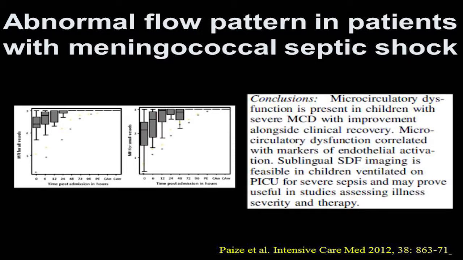In Liverpool, they examined children with meningococcal sepsis, and this is consistent with a huge bulk of work in adults as well as our study in Rotterdam, where they found microvascular disturbances early in sepsis, which were improving consistent with clinical outcome.